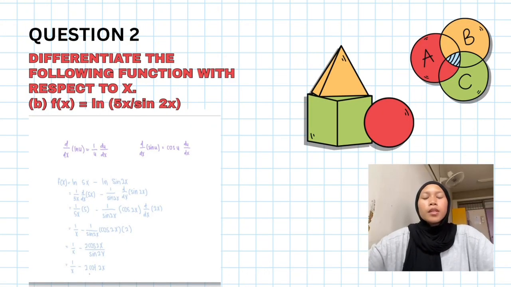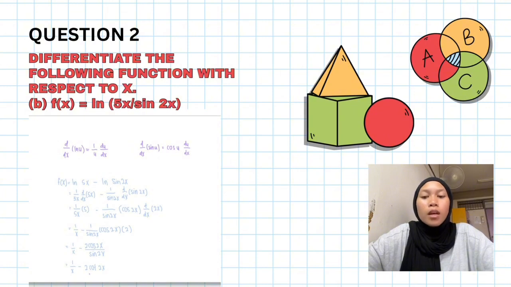For question 2b, given the function f of x is equal to ln of 5x over sin 2x. First, we use the logarithm law: ln of a over b is equal to ln a minus ln b. So, the function can be rewritten as f of x is equal to ln 5x minus ln sin 2x. Next, differentiate each term separately.